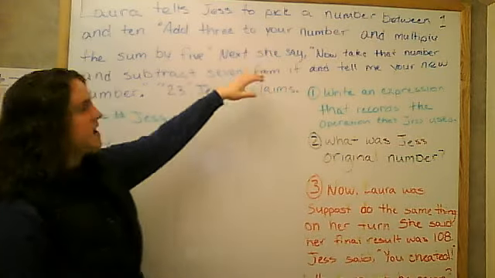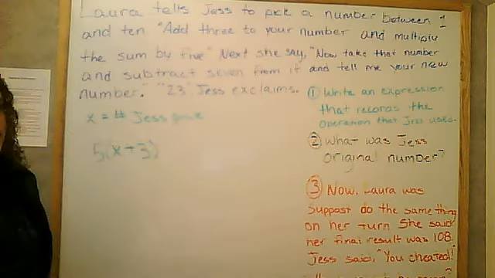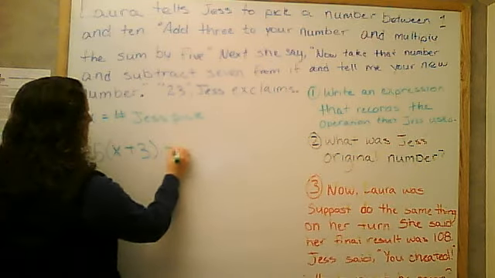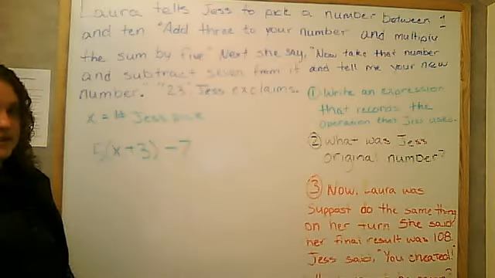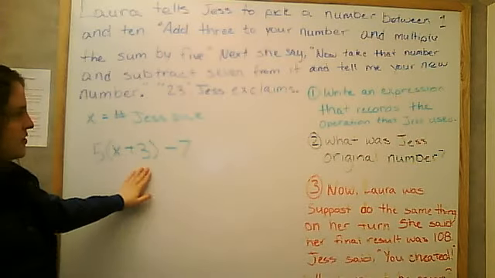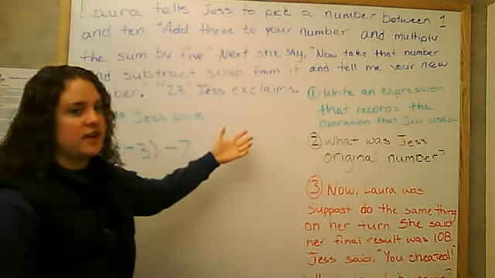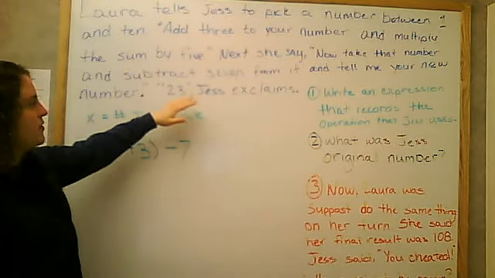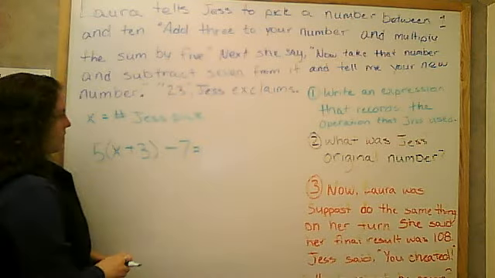Next she says, now take this number that we have and subtract 7 from it. So we got this number, we'll subtract 7 from it. And tell me what your new number is. So now we have the equation that Jesse used to get the new number. So taking a look back on our problem, you know Jesse's new number was 23. Alright, so now we have the operation.